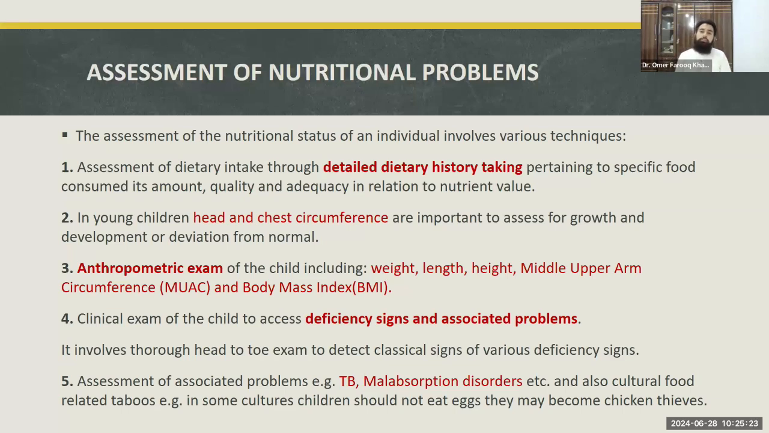You do not need to become a doctor. You can be a nurse, a midwife, a male nurse, a female nurse, a ward boy, or a voluntary healthcare worker who should know how to spot nutritional problems. So what I have added in this diagram is for healthcare professionals only. If you become a healthcare professional of any kind, you should know what these things are and how to assess a child with suspected nutritional problems. The assessment of the nutritional status of an individual involves various techniques.